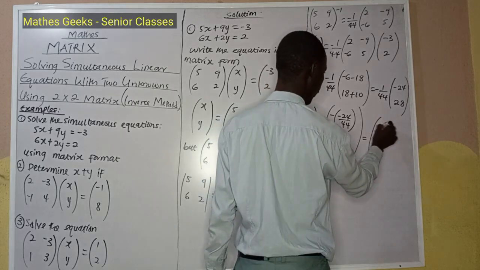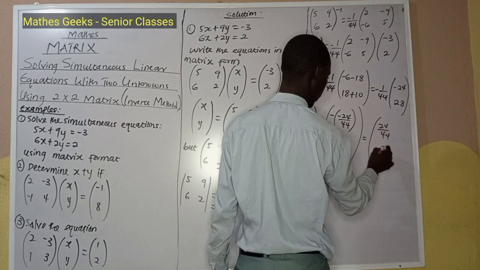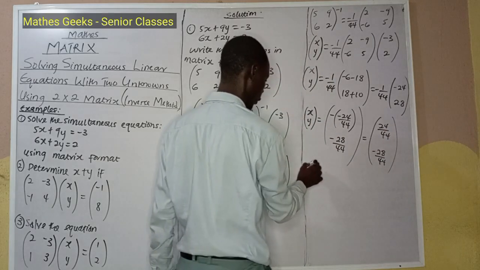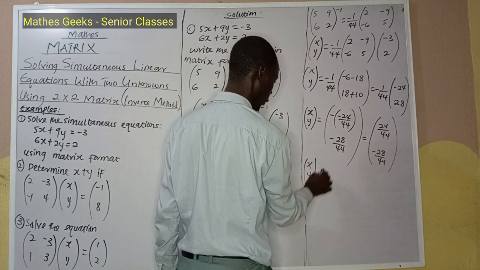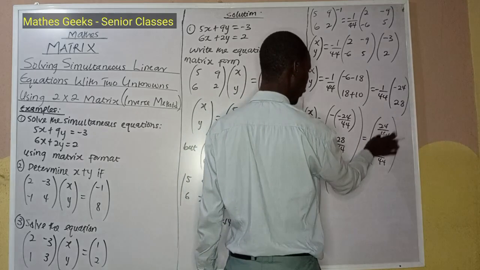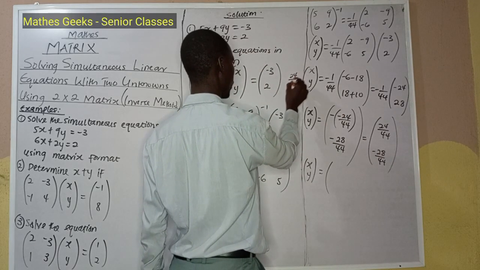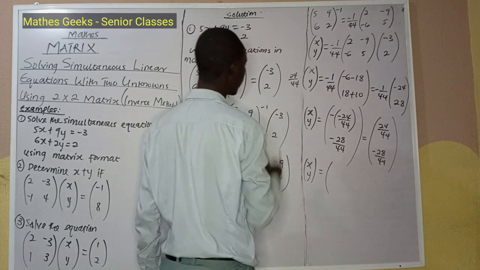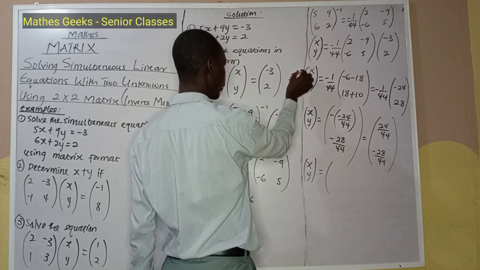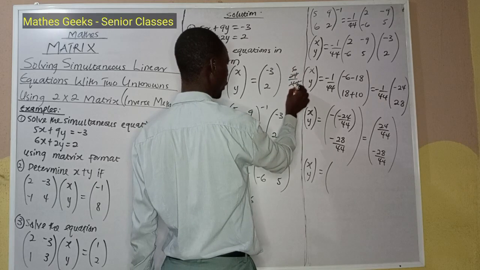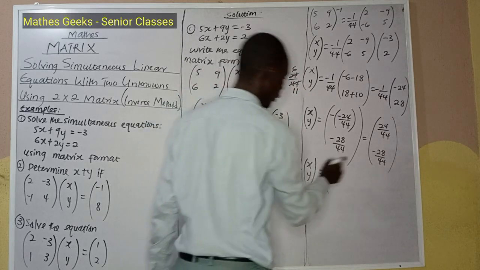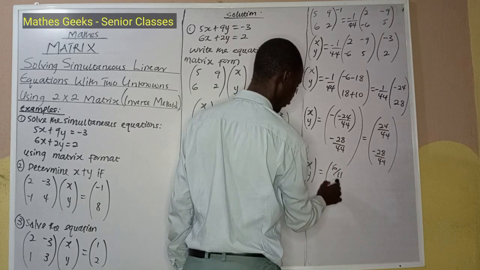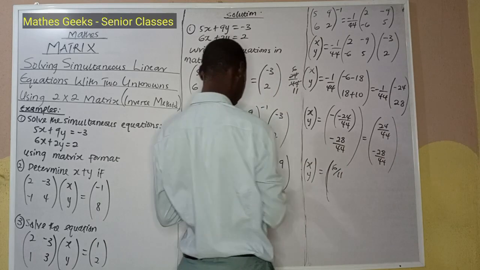Minus minus is plus 24 over 44 and minus 28 over 44. So x, y equals 24 over 44. Dividing by 4, 4 here will give us 6, and 4 here will give us 11. So 24 over 44 gives us 6 over 11.